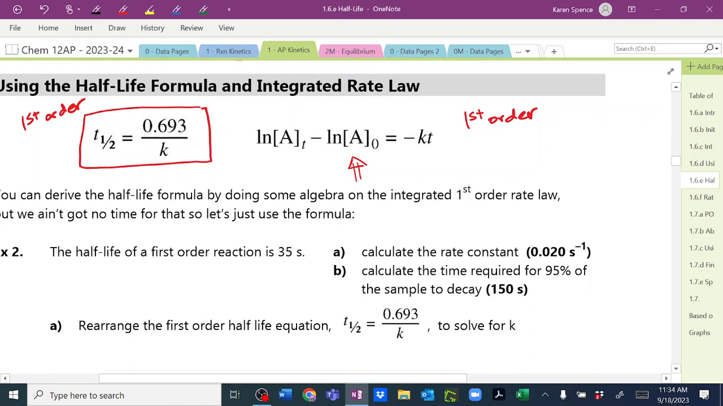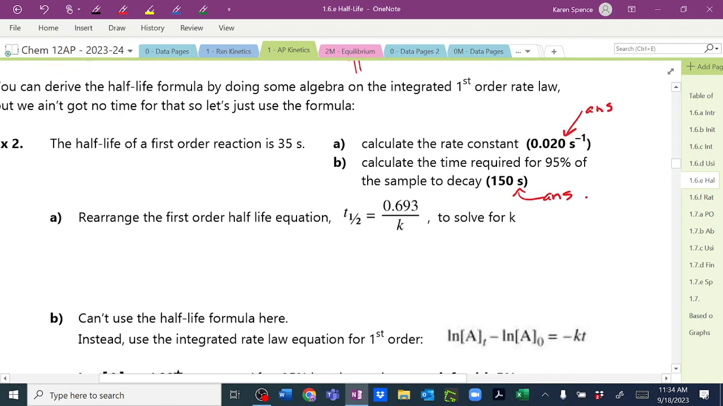The half-life of a first order reaction is 35 seconds. Calculate the rate constant. Those are the answers, okay? And calculate the time for 95 percent of the reaction to occur. This is the answer, okay? So you can check your answer. So start by solving for k because you want to find the rate constant.